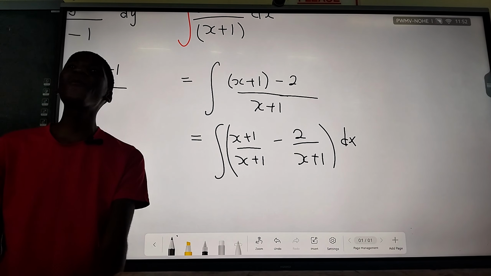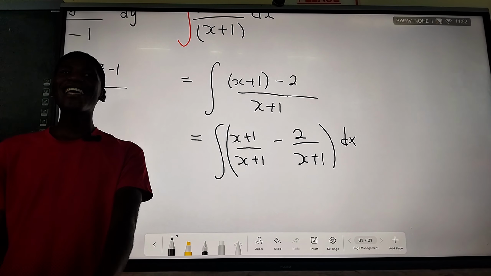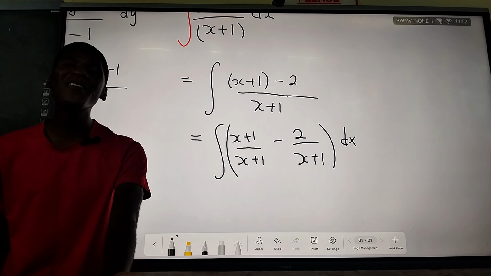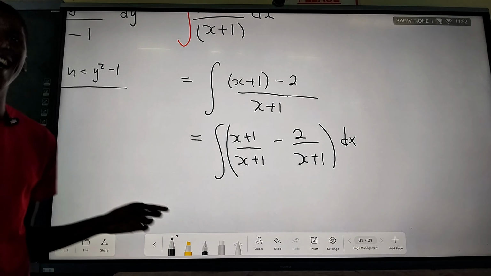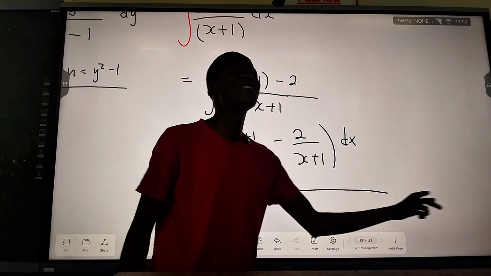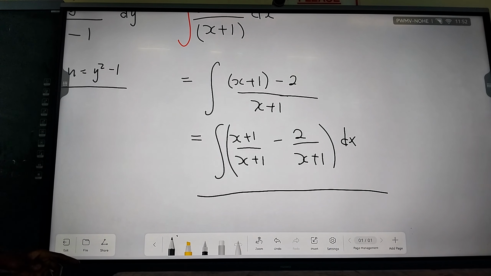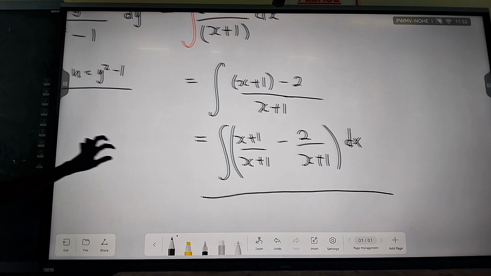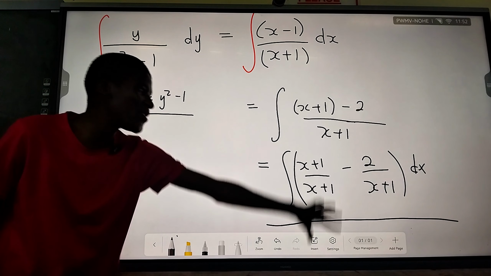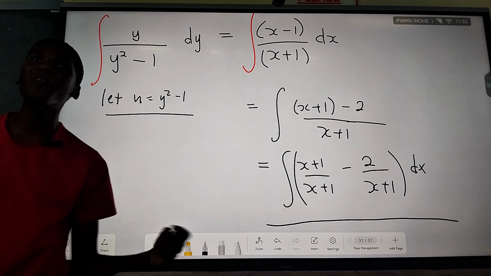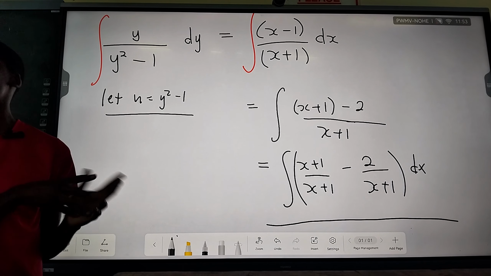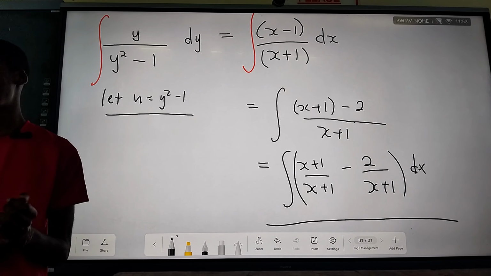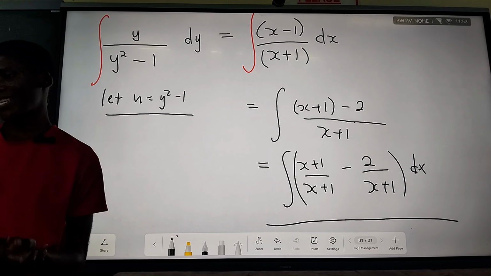Use all the techniques you can remember at this point. You use all your techniques, improvise. This side use substitution, this side we simplify and then you solve. You get the answer. But here the problem was simplification. If you need to simplify, please try your best to know it.